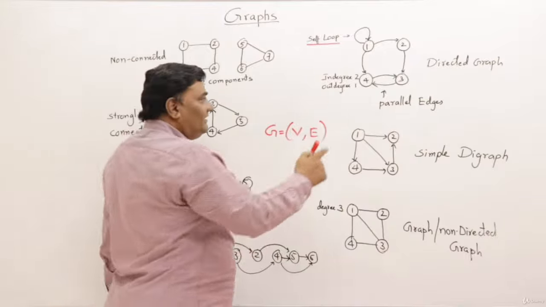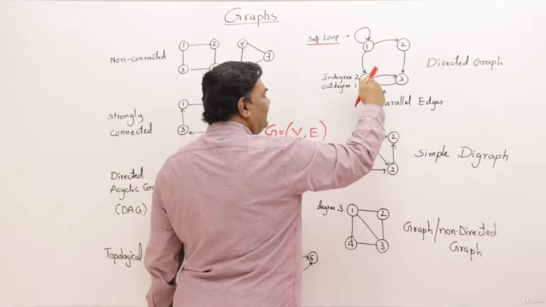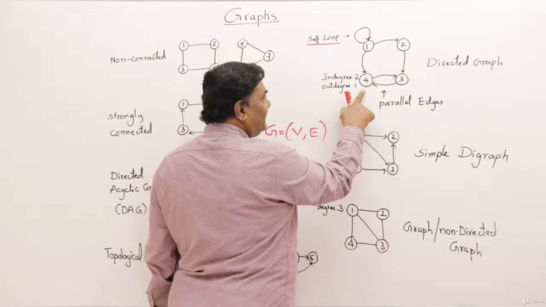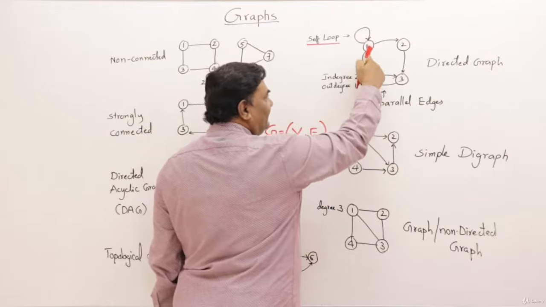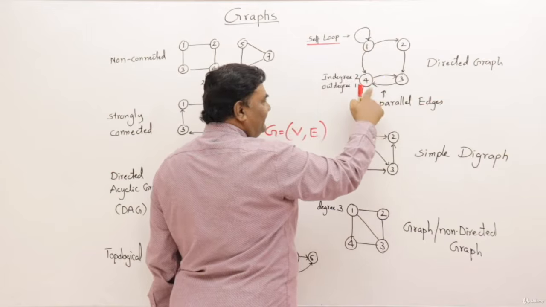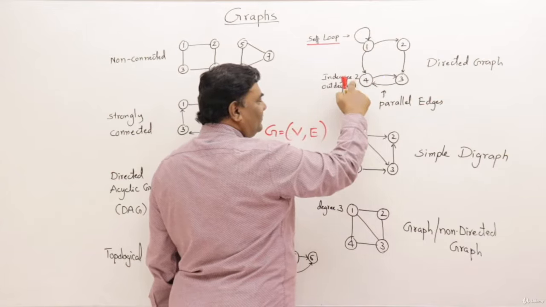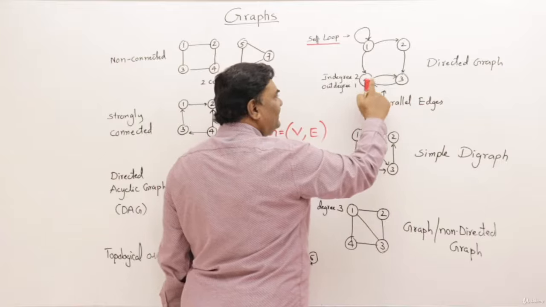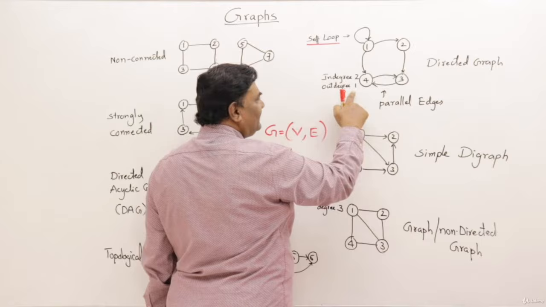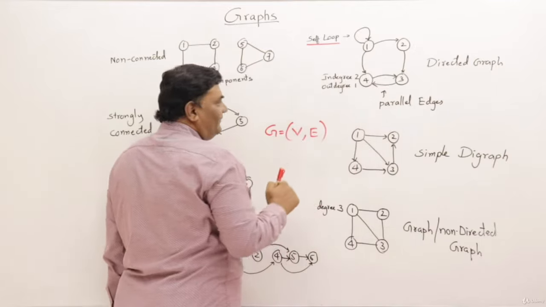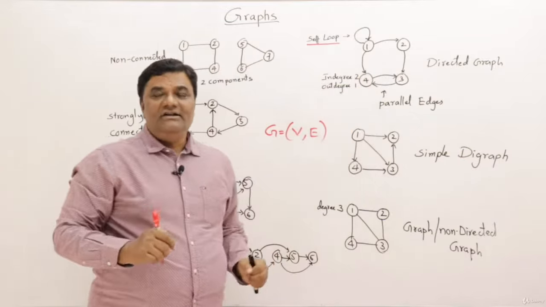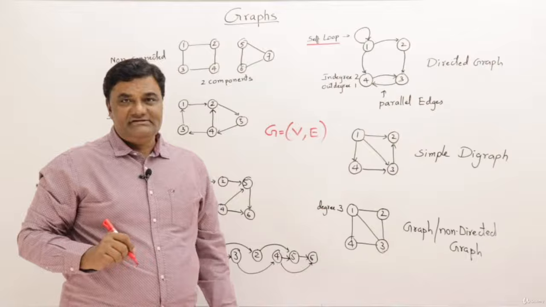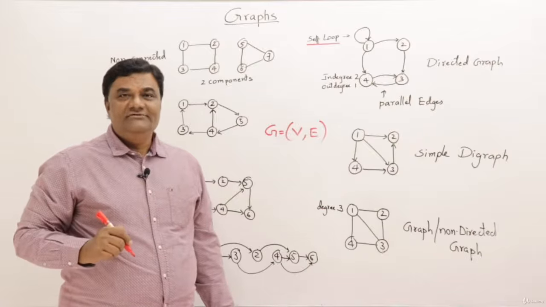The next thing, the number of edges coming in upon a vertex is called the in degree. Like there is an edge coming from here, there is an edge coming from here. So the in degree is 2. And the number of edges going out is counted as the out degree of a vertex. If two vertices are connected by an edge, then they are called adjacent vertices. So these are a few terms we have learned from there.